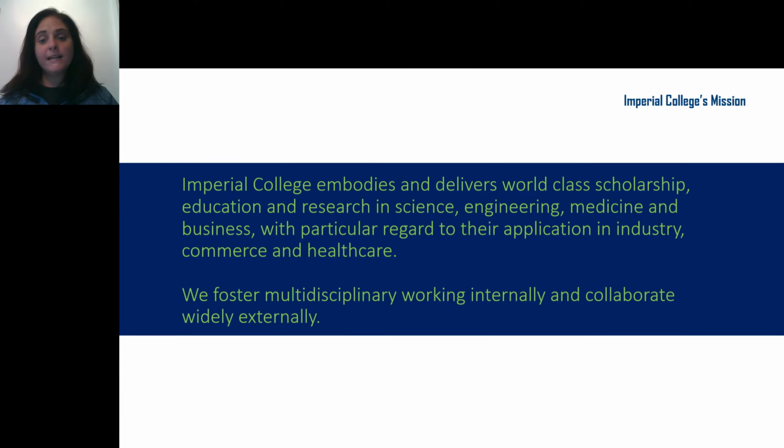Imperial College embodies and delivers world-class scholarship, education, and research in science, engineering, medicine, and business, with particular regard to their application in industry, commerce, and healthcare. We foster multidisciplinary working internally and collaborate widely externally.